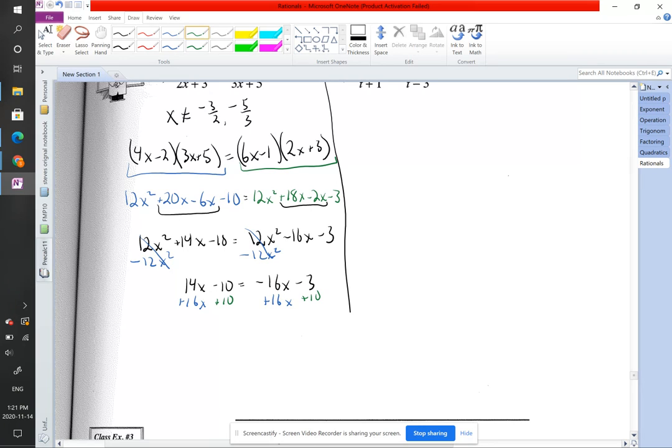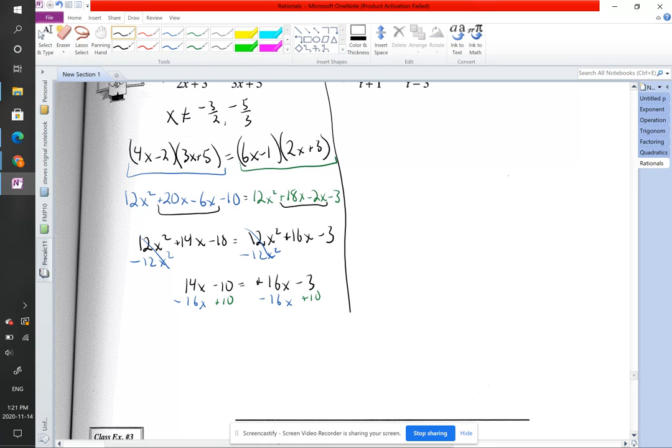Oh, something went weird here. I see what happened. This is supposed to be positive 16, sorry. So if that's positive, that makes this subtracting 16, and this subtracting 16. Easy to make a mistake here.